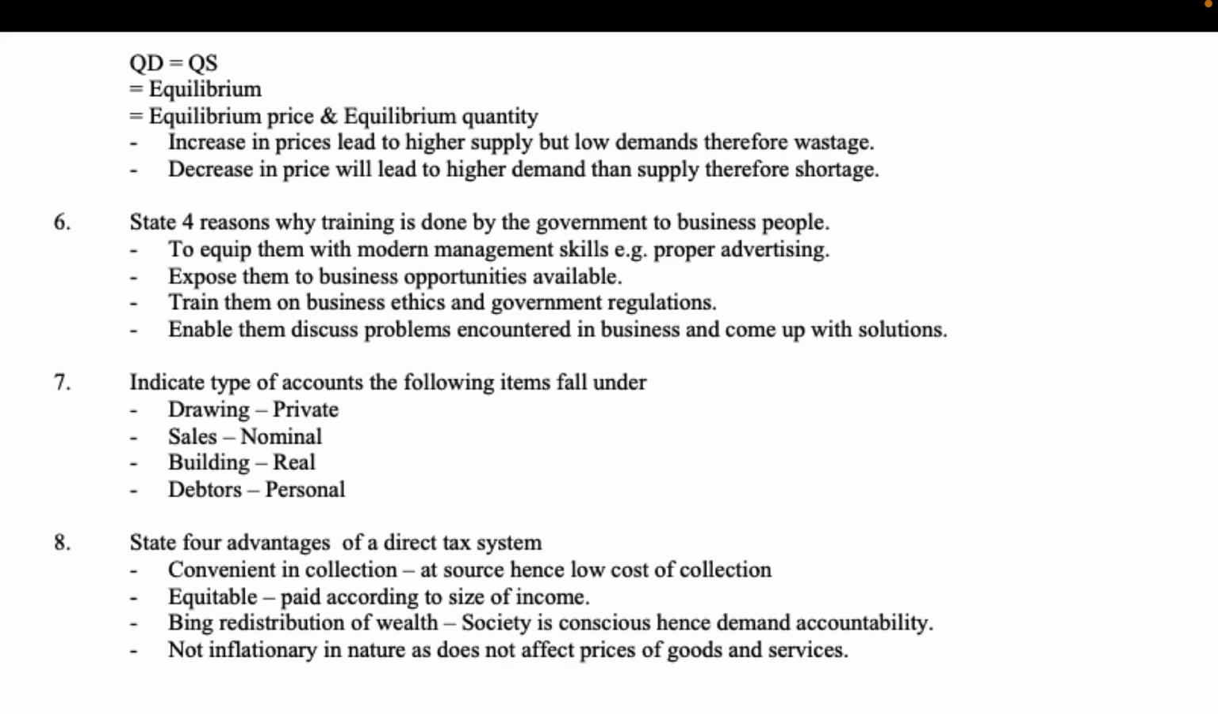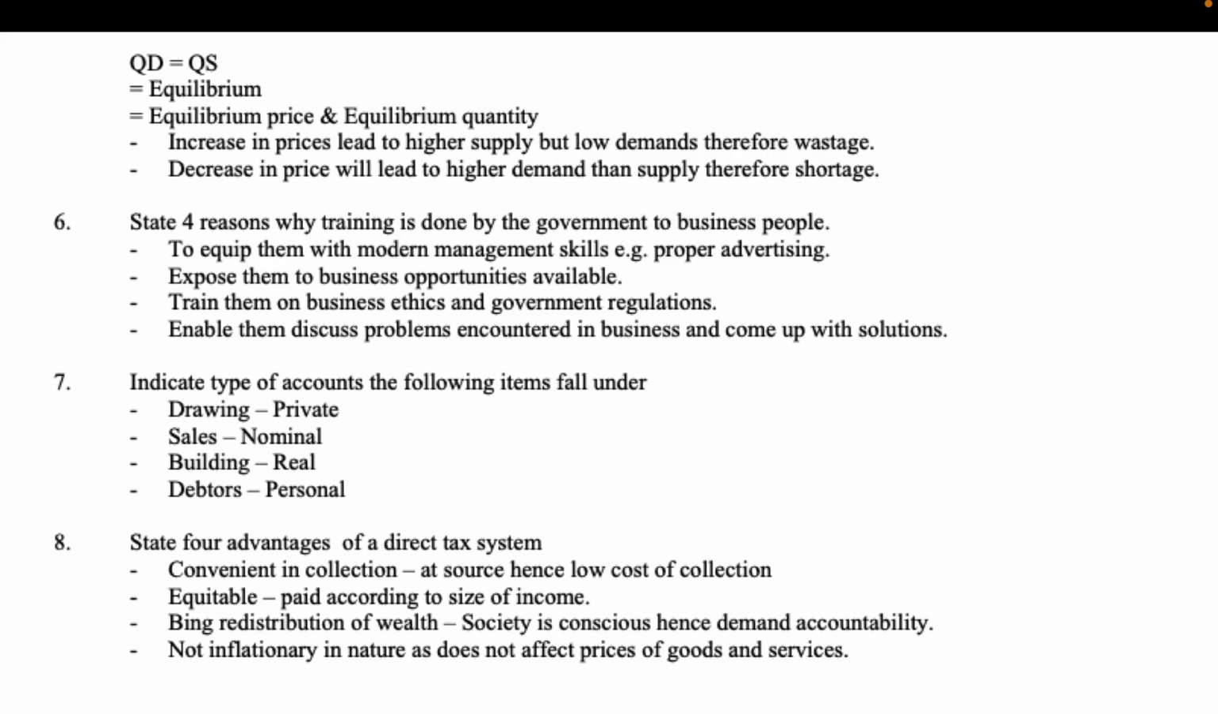State 4 reasons why training is done by the government to business people. To equip them with modern management skills, e.g. proper advertising. Expose them to business opportunities available. Train them on business ethics and government regulations. Enable them discuss problems encountered in business and come up with solutions.